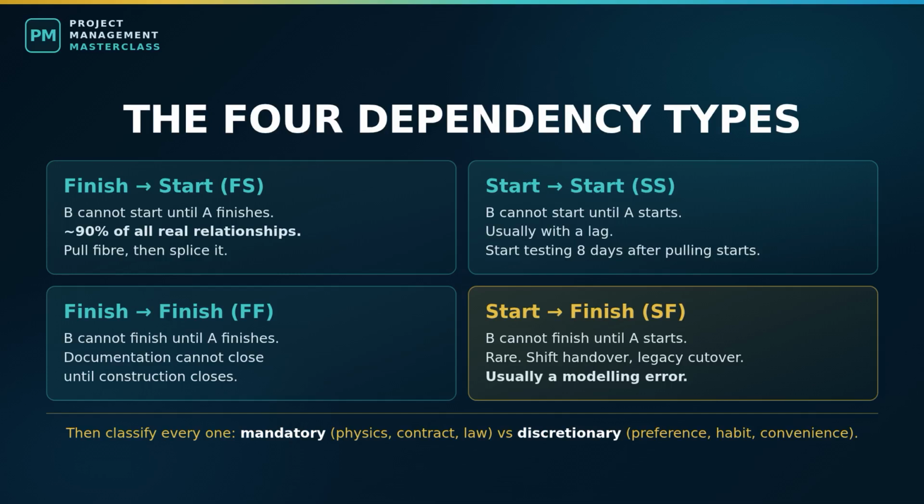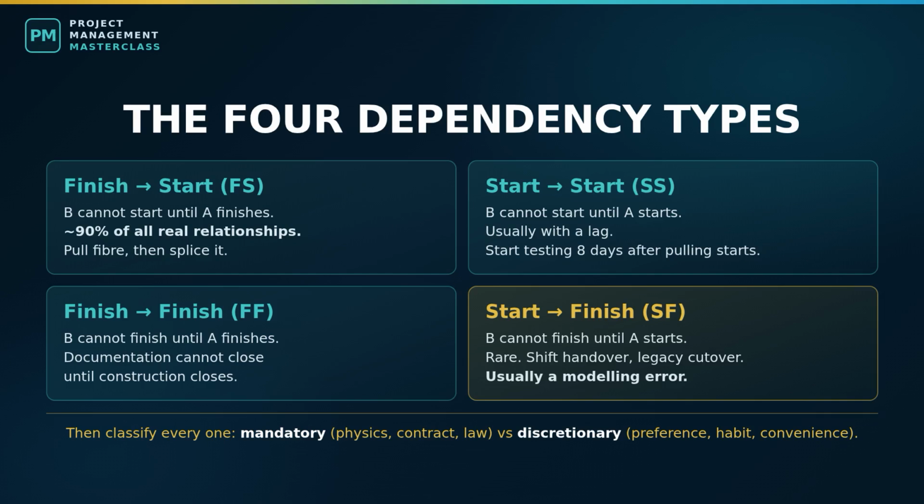So, dependencies. There are 4 types. You will use one of them most of the time, but the other 3 are where clever scheduling lives. Type 1. Finish to start. The successor cannot start until the predecessor finishes. You cannot pull fiber through a conduit that has not been bored. This is the default in every tool on Earth, and it is usually right. If you model everything as finish to start, you will get a valid schedule. It will just be longer than necessary. Type 2.